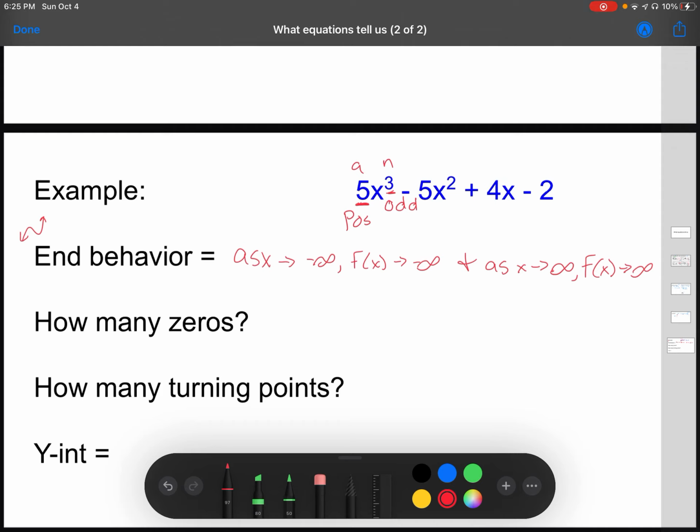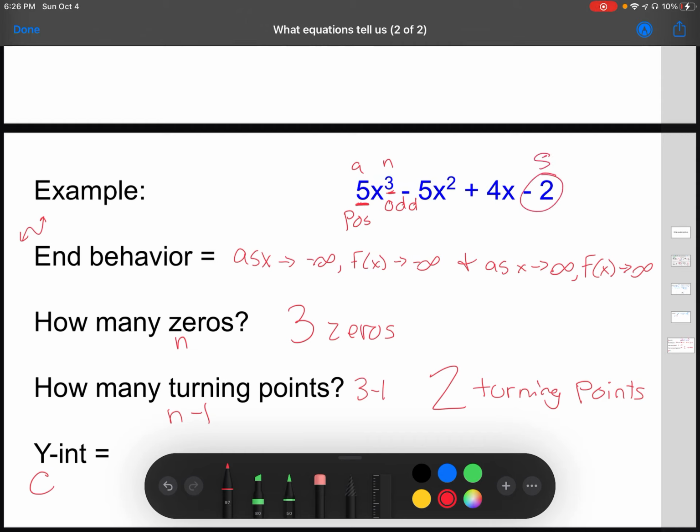How many zeros? Zeros is n. N is 3, it has 3 zeros. Turning points is n minus 1. 3 minus 1 is 2. There are 2 turning points. And the y-intercept is the constant term, which is negative 2.